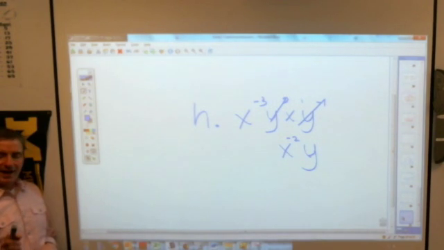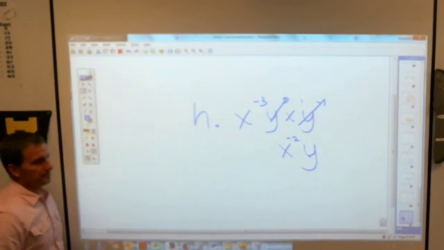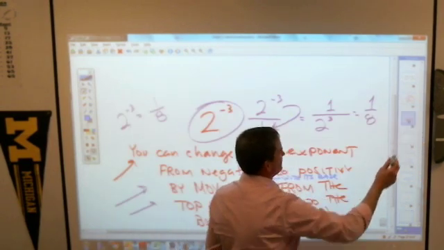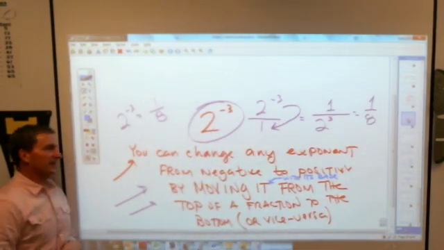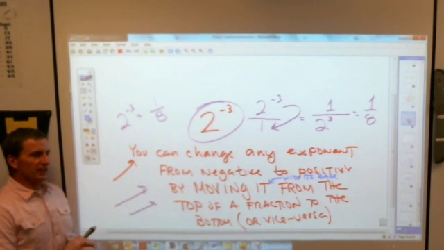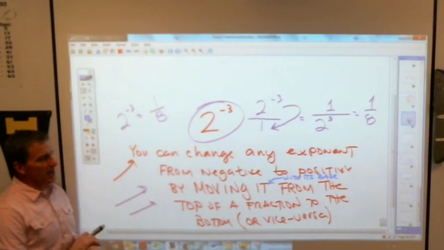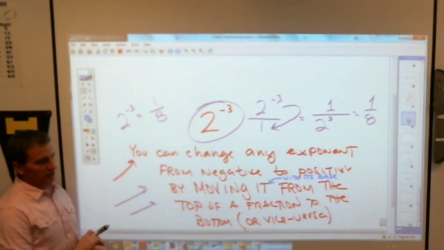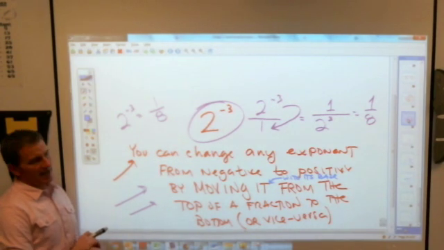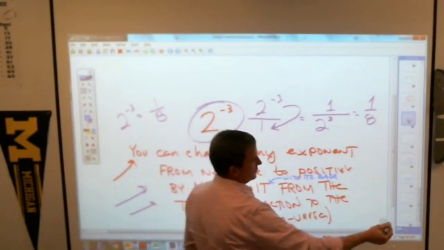See, but the deal is the y has a positive exponent, so you don't want to move it because it's already okay. It's only the x to the negative 2 that's bad. How do I make the x to the negative 2 a good x to the negative 2? All right, here we go. One more time. Change any exponent from negative to positive by moving it from the top of the fraction to the bottom, or vice versa.